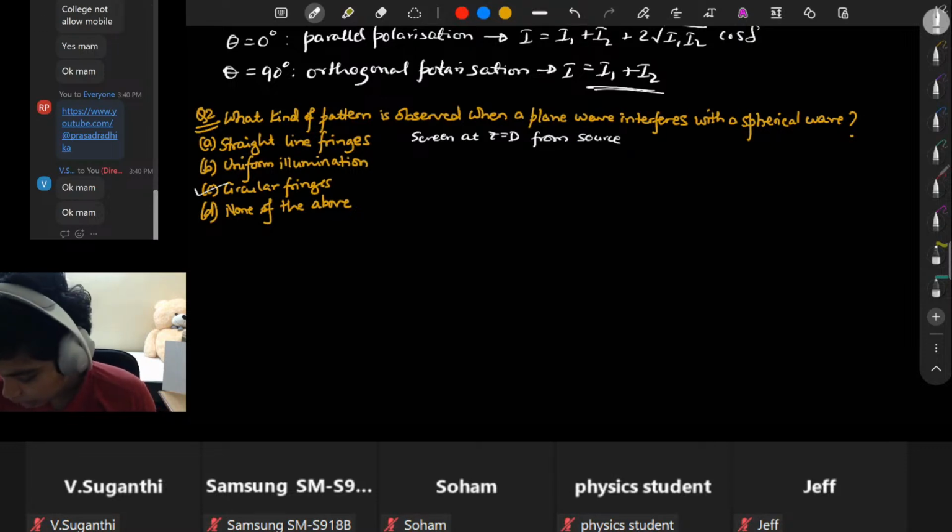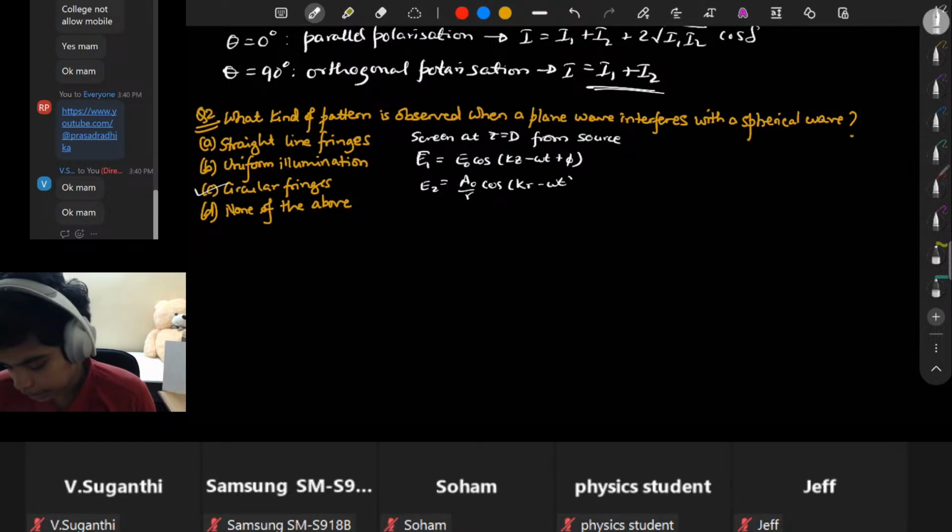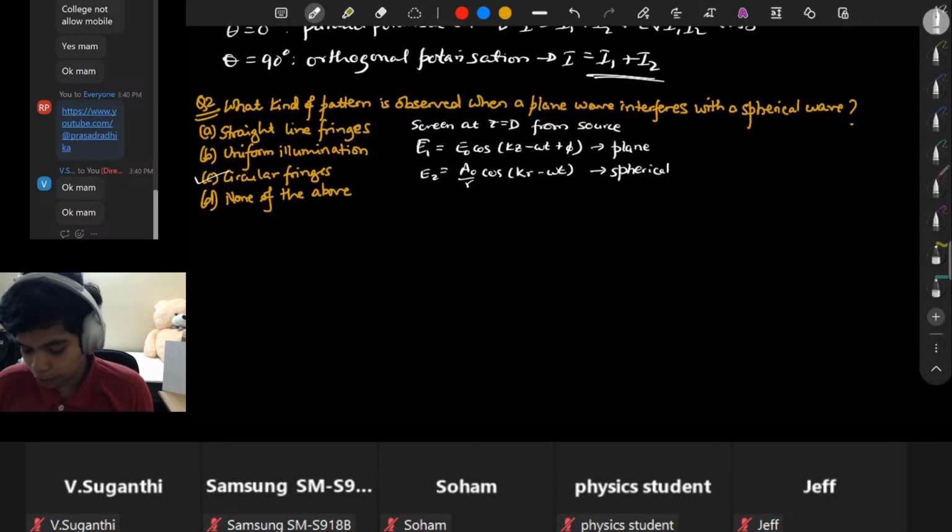And again, let us consider two fields. First one from a plane wave, and the second one from the spherical wave. Spherical wave is given as a naught over r cos of kr minus omega t. This one is the plane wave, this one is the spherical wave, and we need to study the interference of the two.